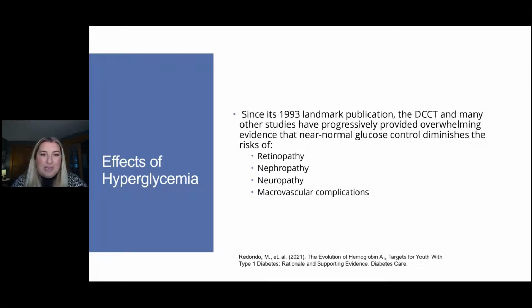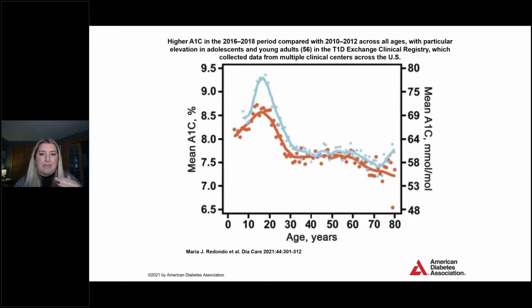And you may ask why. I'll go very quickly over why I think it's important. We know since '93 there's a landmark publication called the DCCT. There are many other studies as well, but the DCCT is the biggest. It's overwhelming evidence that near normal glucose control diminishes the risk of retinopathy, neuropathy, again blindness, liver damage, some of those things that we were talking about earlier. So we have studies to show that if we can keep somebody's A1C lower, they will have fewer complications and a better quality of life overall.